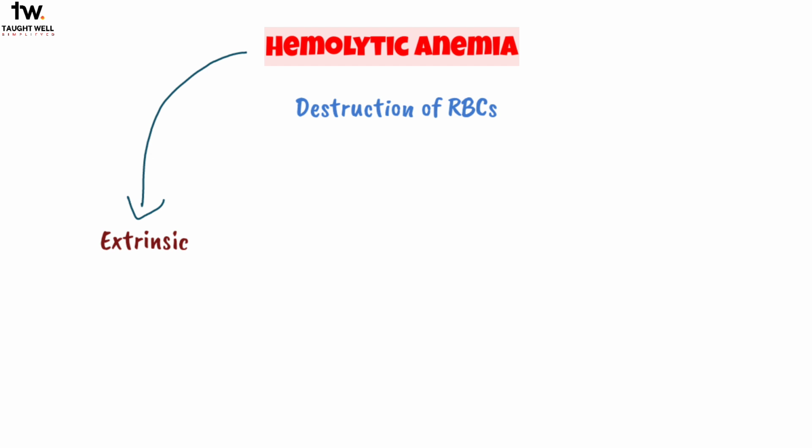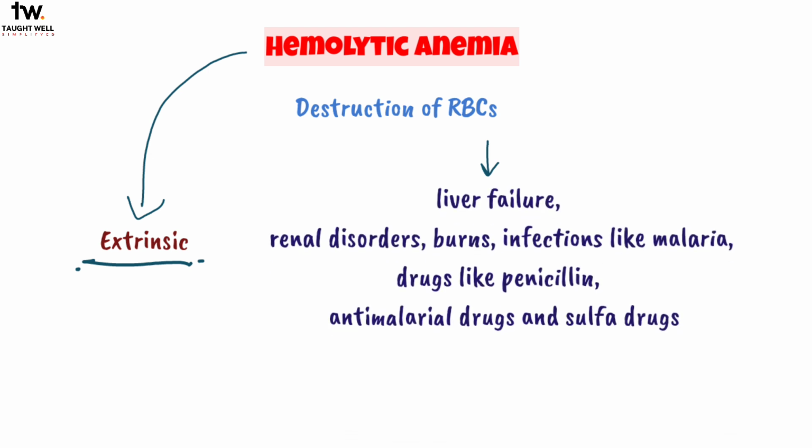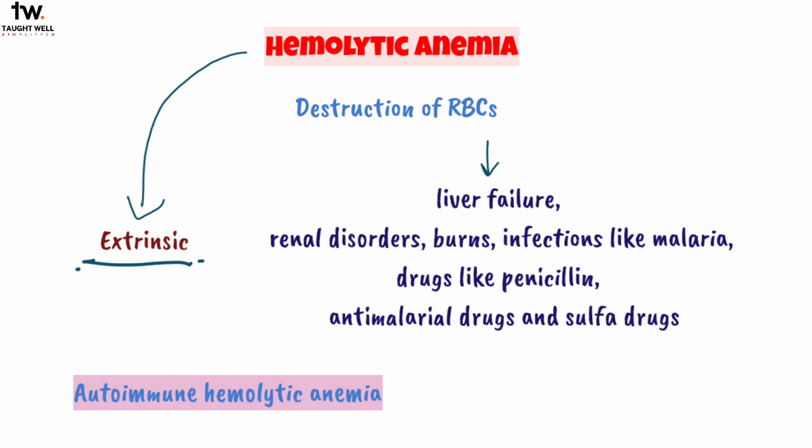Extrinsic hemolytic anemia is the type of anemia caused by destruction of RBCs by external factors. This means that healthy RBCs are hemolyzed by factors outside the blood cells, such as liver failure, renal disorders, burns, infections like malaria, drugs like penicillin, anti-malarial drugs, and sulfa drugs. This type of anemia is also called autoimmune hemolytic anemia. In this scenario, the RBCs have a normocytic normochromic appearance.